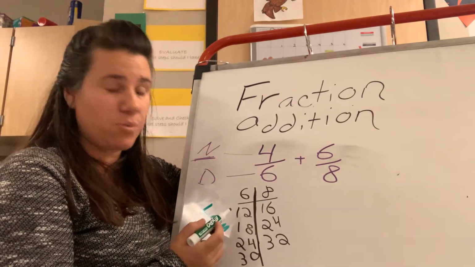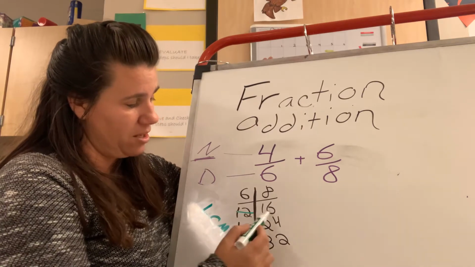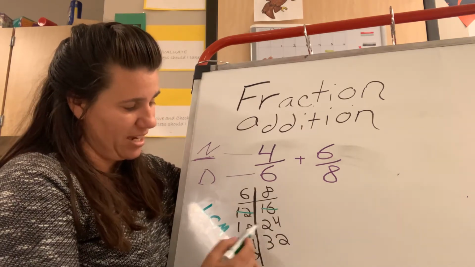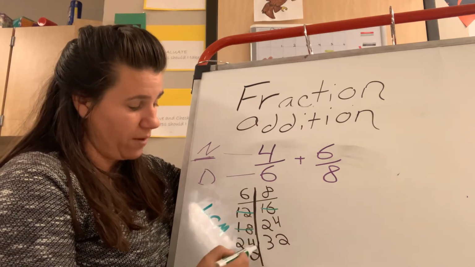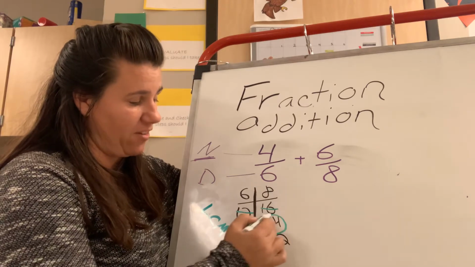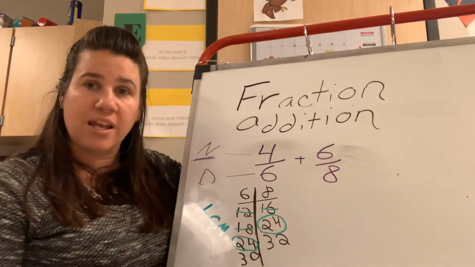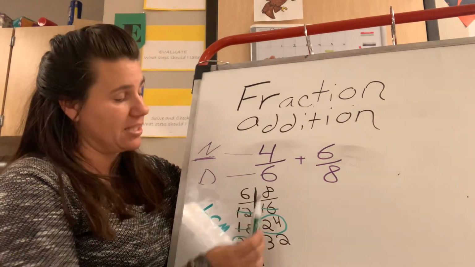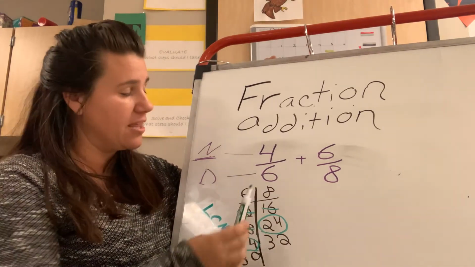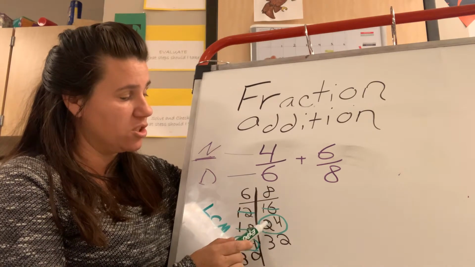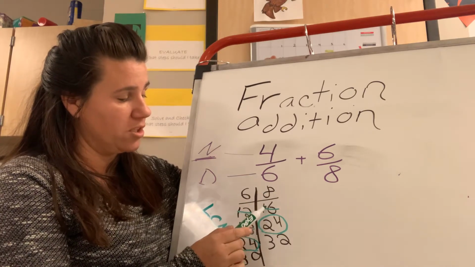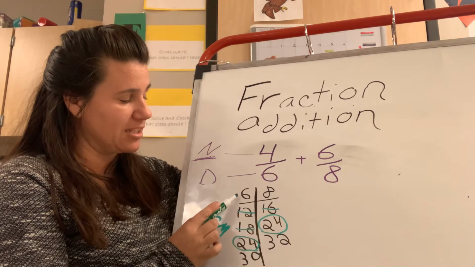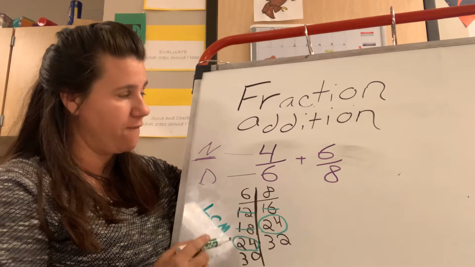So they did not have 12 in common. Going to cross this out. Did not have 16. 18, no. 24, they did have in common. I like to circle it. That helps my brain know which one I'm going to be using. And because we made a nice little T-chart here, I can see that it's 8 times 1, 2, 3, or 6 times 1, 2, 3, 4.